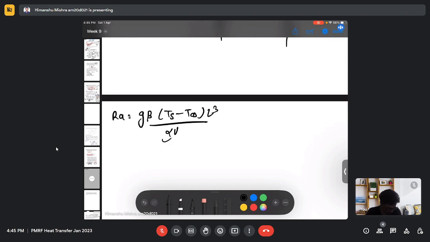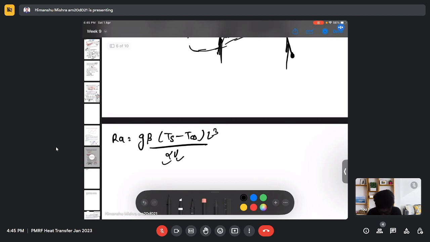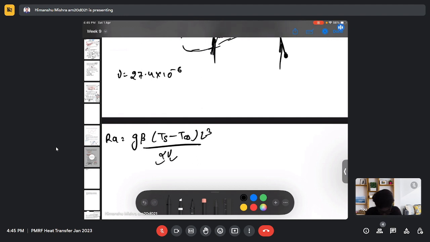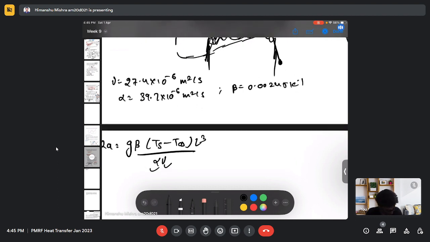Here alpha is the thermal diffusivity and nu is the kinematic viscosity. We write the properties of air. My kinematic viscosity and my thermal diffusivity is 39.7. The volumetric coefficient is 0.00245 per Kelvin based on the temperature we have given, and my Prandtl number of air is 0.7.